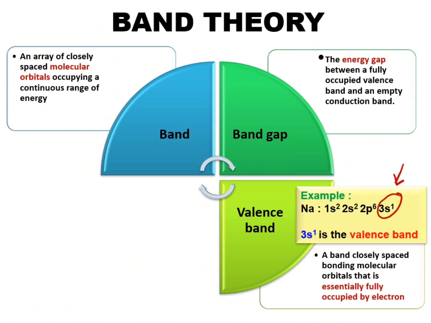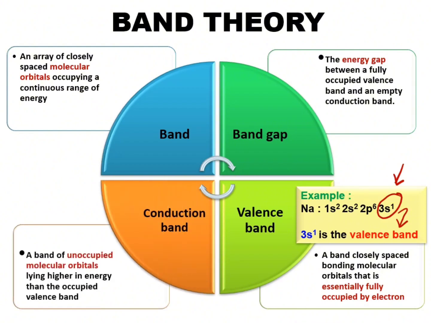orbital. So, kita tahu valence electron pada sodium adalah 1. So, dia berada dalam orbital 3s. So, this is what we call as valence band. Okay, so 3s orbital dikenali sebagai valence band. Boleh? Okay, seterusnya, what is conduction band?